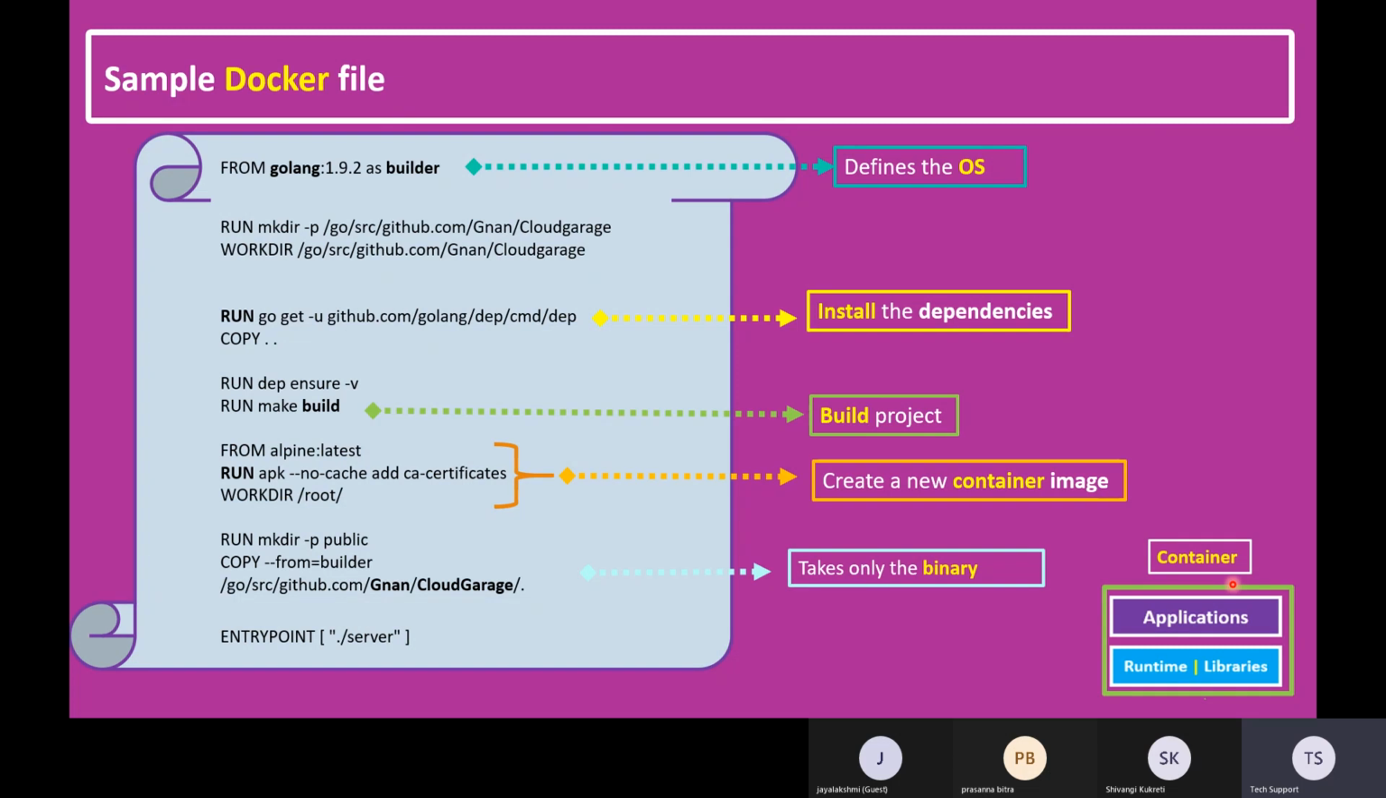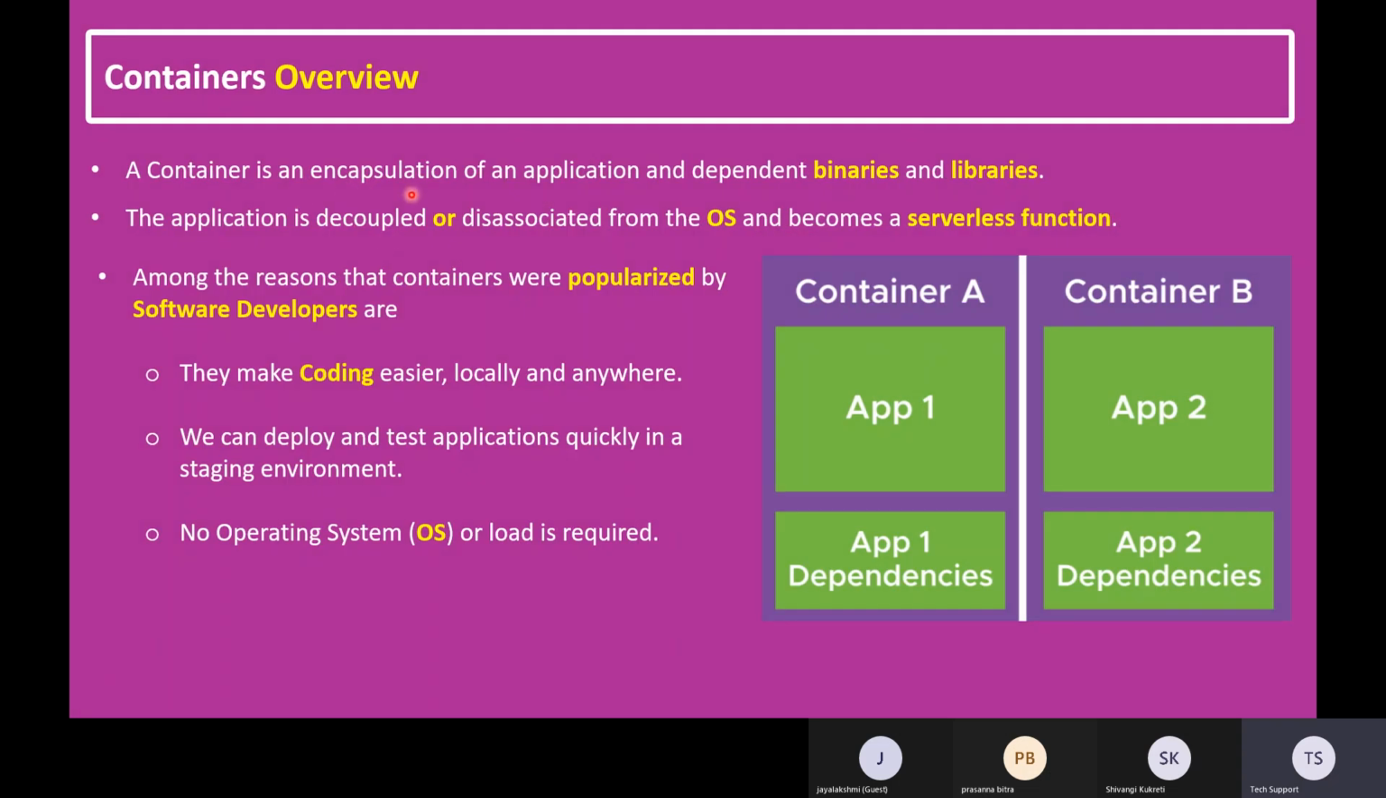Now we'll talk about a containers overview. A container is an encapsulation of the application and the application's dependent binaries and libraries. These binaries and libraries we call dependencies also. And the application is decoupled, or disassociated, from the operating system, and becomes a serverless function. Using the containerized application, not only microservices, we can also implement serverless functions. That functionality is also available.